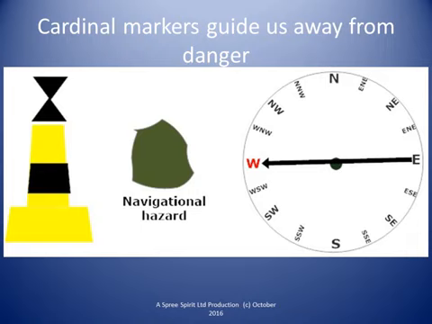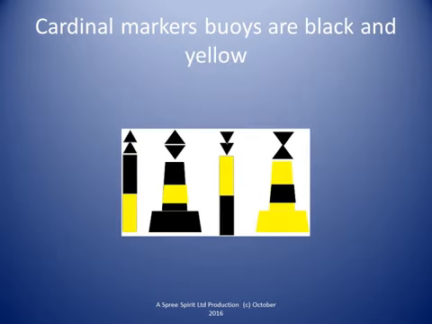Later on, we will look more closely at how we navigate around cardinal buoys. But for now, let's look at how we can identify the various types of cardinal buoys. Cardinal buoys are black and yellow. But as you can see, the yellow and black are in different areas depending on whether the buoy is a north or an east or a south or a west cardinal marker. In this diagram, we have from the left, north, east, south, and west cardinal markers.